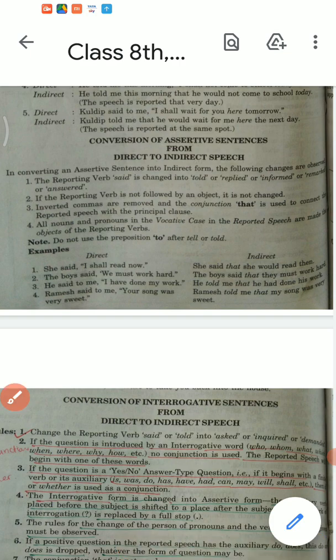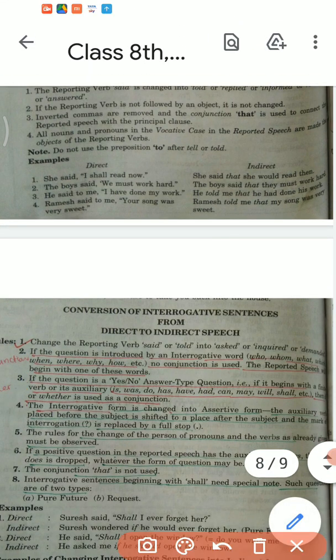Now there are a few examples given. You can see, she said, I shall read now. In this sentence, there is no object after the reporting verb said. So we will not use to or any other thing. We will write only that in place of the inverted commas.